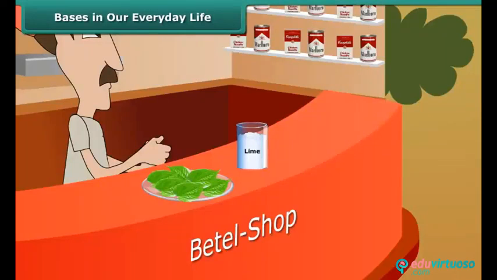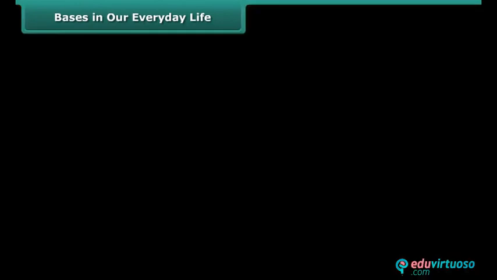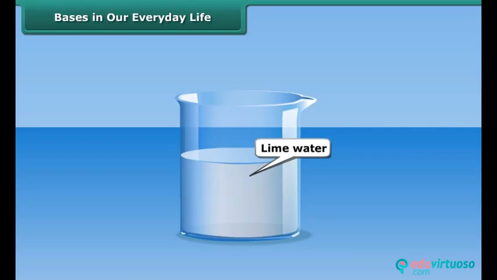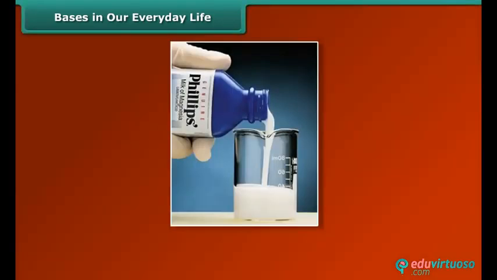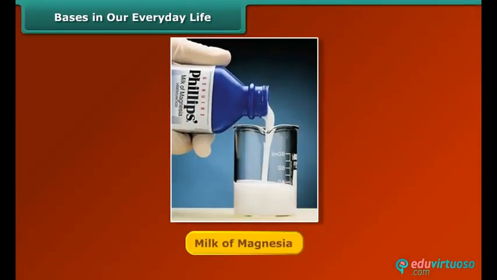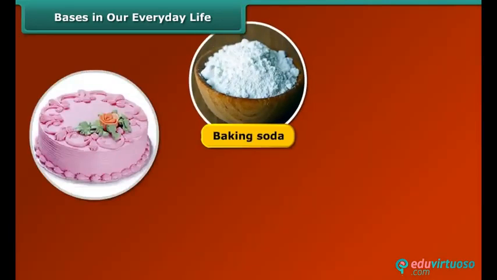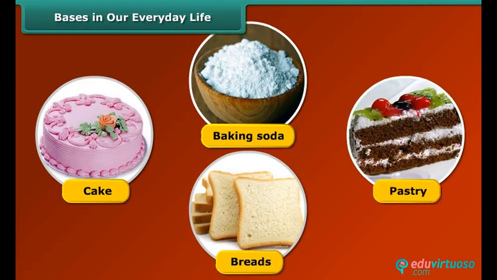Students, the chemical name of lime is calcium hydroxide. Lime water is prepared by dissolving lime in water. Milk of magnesia is a medicine which helps us in digesting our food. It contains magnesium hydroxide, which is a base. The baking soda used in making cake, breads, and in other bakery items contains sodium hydrogen carbonate.